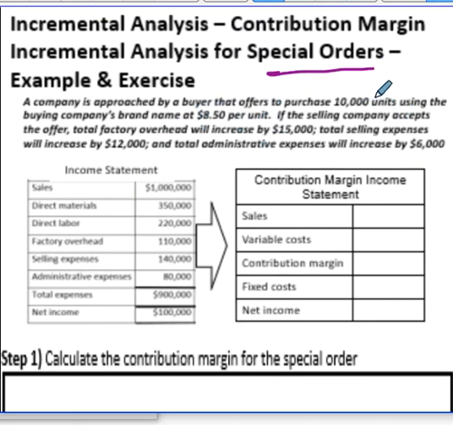That sounds familiar, doesn't it? At $8.50 a unit. Again, familiar. If the selling company accepts the offer, total factory overhead will increase by $15,000.